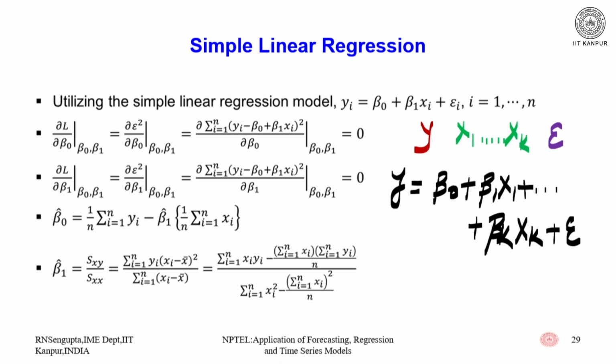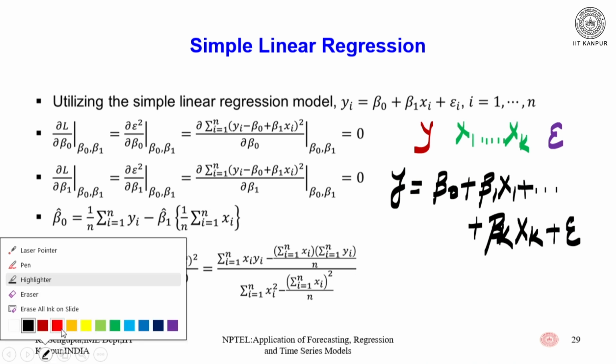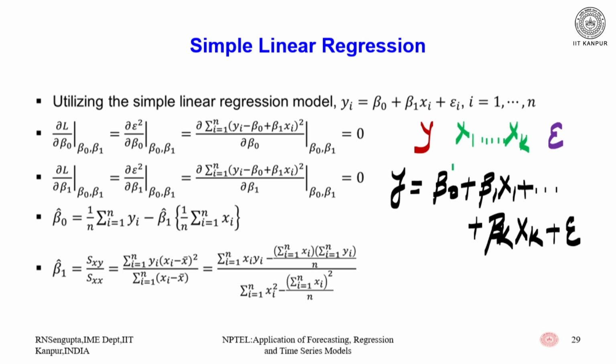Now, what things are unknown here? Obviously, error is not under your control, but what you want to find out are the parameters beta, which I will just mark in, say for example, green. So, beta naught is not known, beta 1 is not known, similarly till beta k is not known. So, I want to find out beta naught, beta 1 till beta k in such a way that I am able to minimize the error, or I am able to minimize the sum of the square of the errors.